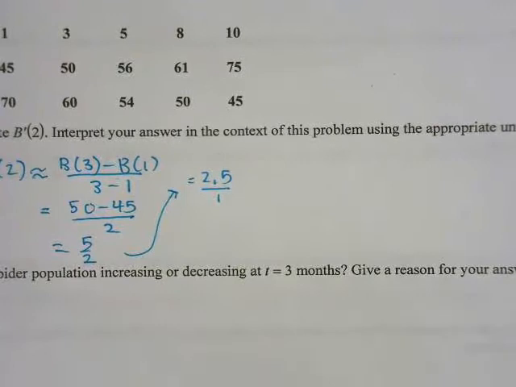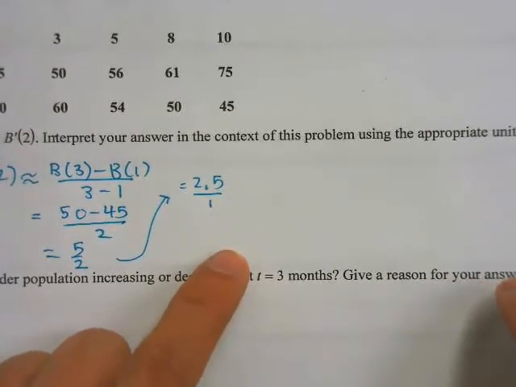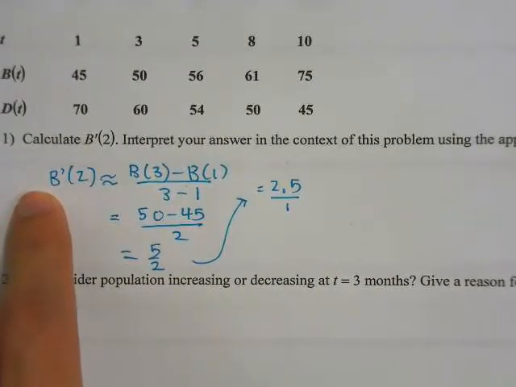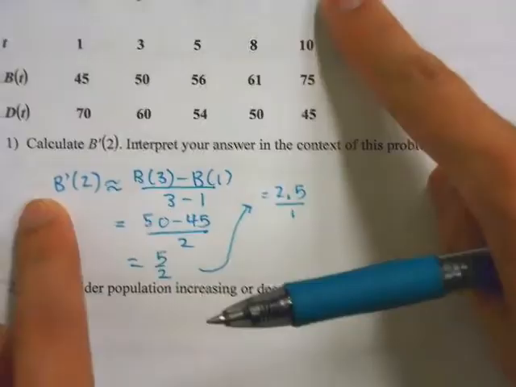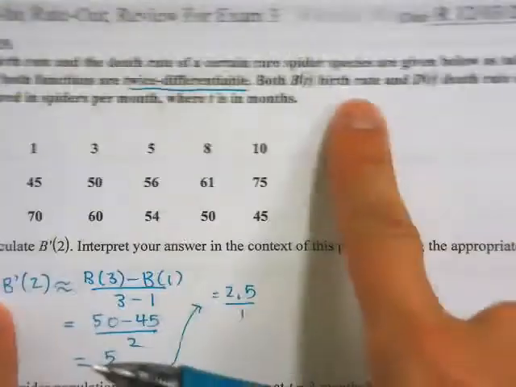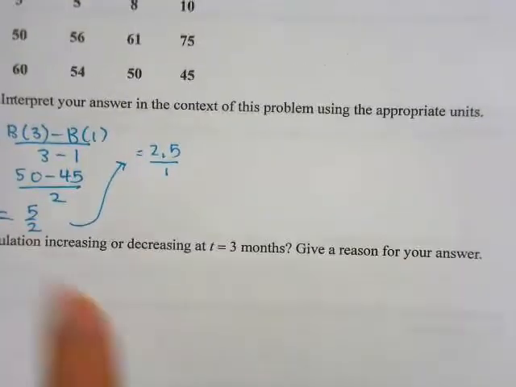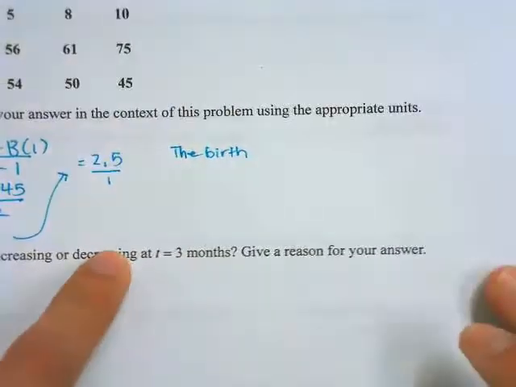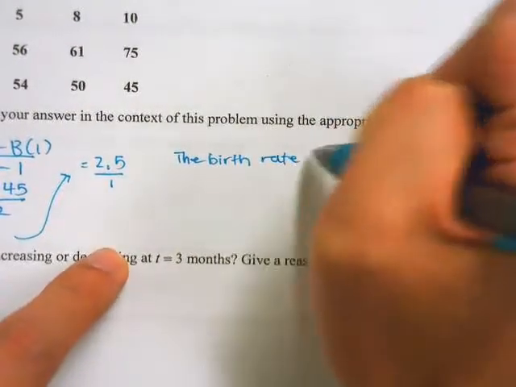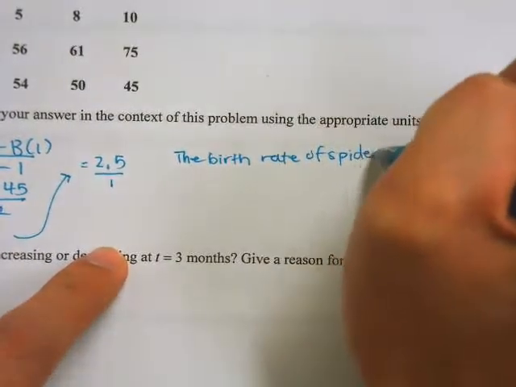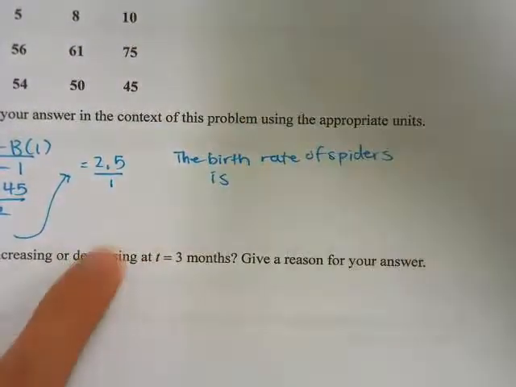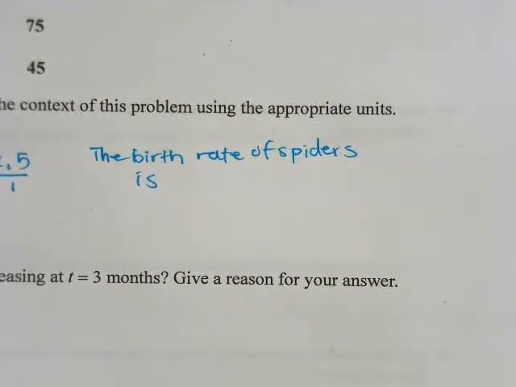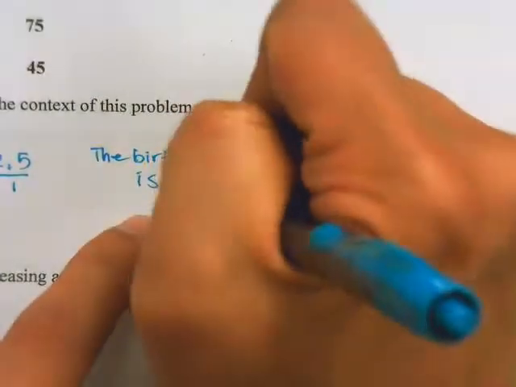Okay, our derivative is positive. We always have to go back to what is increasing and decreasing. So what is your B measuring? Your birth rate. So start off with that first. What is increasing? The birth rate. So your function, your noun, the birth rate of spiders, or the spider's birth rate, whatever English equivalent you guys want to use, is increasing.